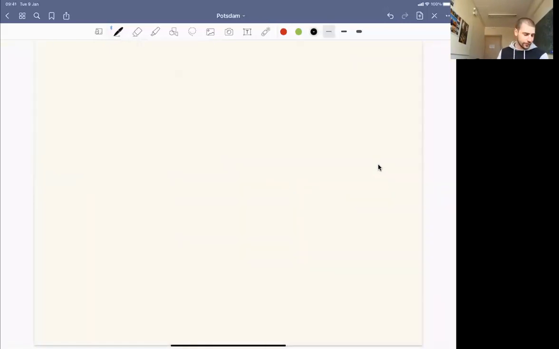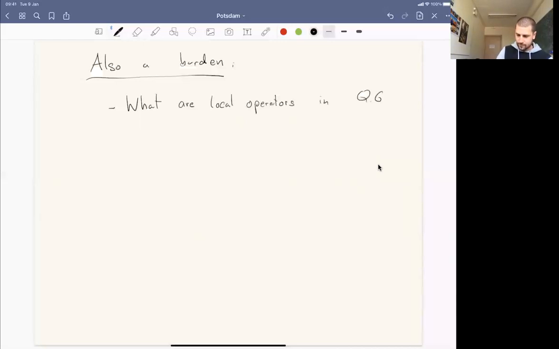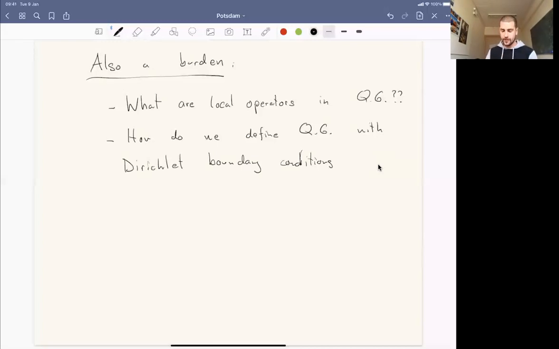Now, it's also fair to say that in some sense, it's a burden, because some of the perhaps more interesting questions that we'd like to ask are a bit obscured by this. This is not going to be an exhaustive list, but some of the questions that one would like to ask are: what are local operators in quantum gravity? Exactly local operators may not exist in quantum gravity, but what are approximately local operators in quantum gravity? Or how do we define quantum gravity with Dirichlet boundary conditions, rather than asymptotic boundary conditions? How do we make sense of that at a full, say, non-perturbative level?